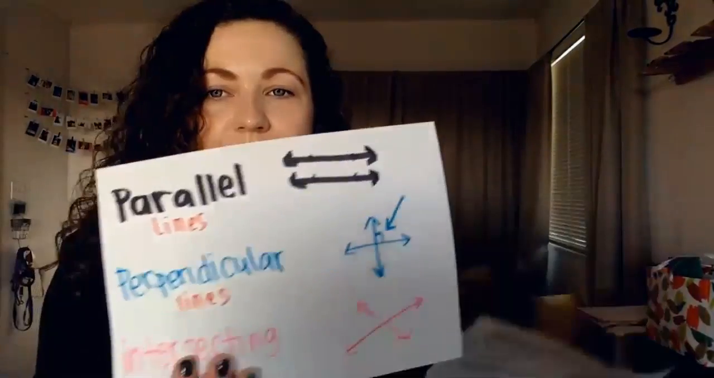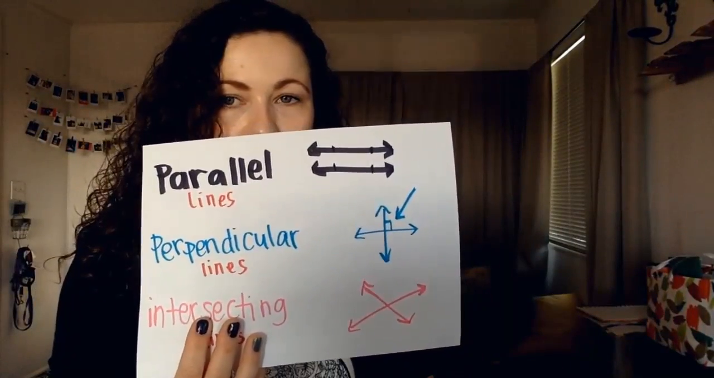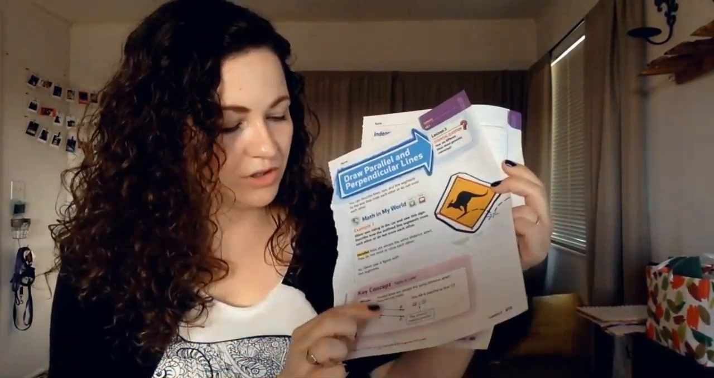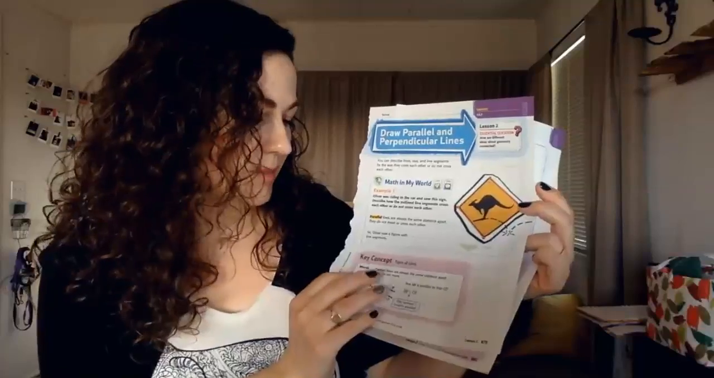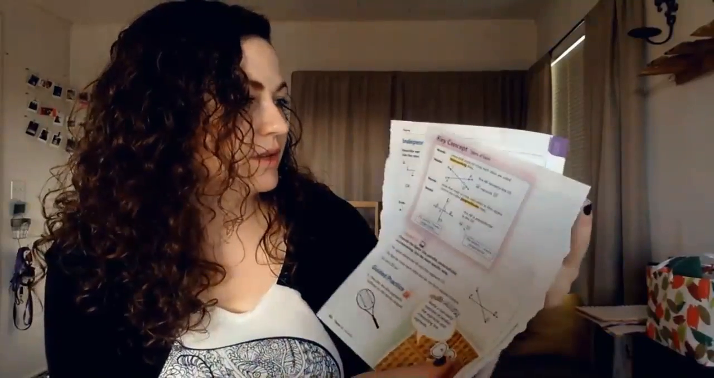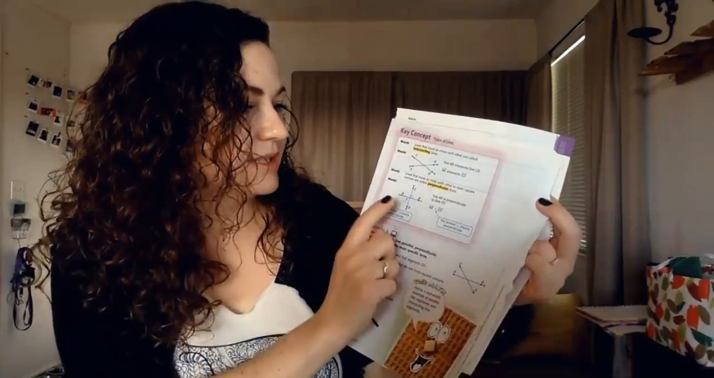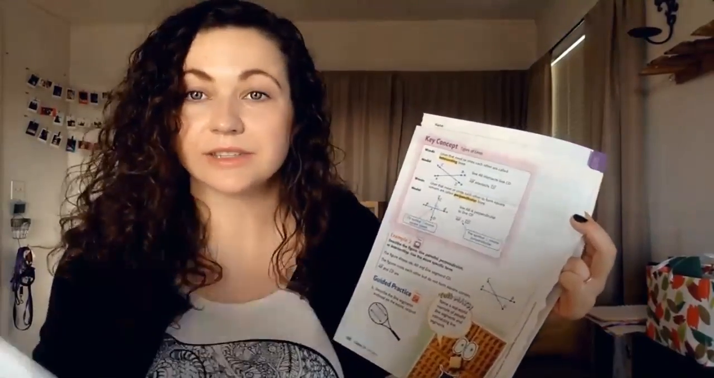So we have our notes, and you have your notes too, and the key concepts. So you can look here. These are parallel lines, these are intersecting lines, and these are perpendicular lines. So let's do one together.